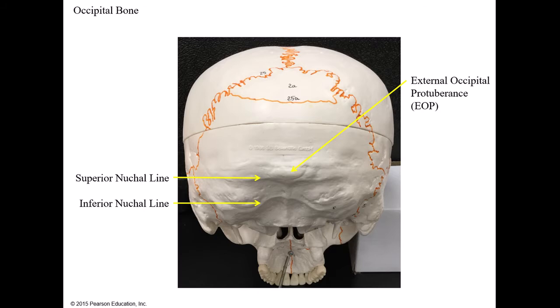So here's our skull model. Again, find the EOP. This kind of ridge of bone right here, it's a thick ridge. This is called the superior nuchal line. Then go down about a half inch roughly. This will be the inferior nuchal line right here. And all of these nuchal lines are for muscle attachment from the neck. All right, so EOP, superior, inferior nuchal lines.